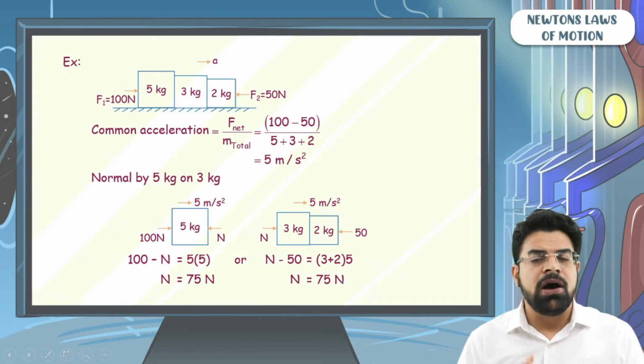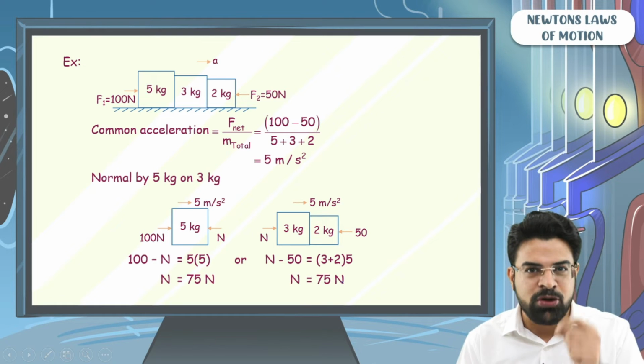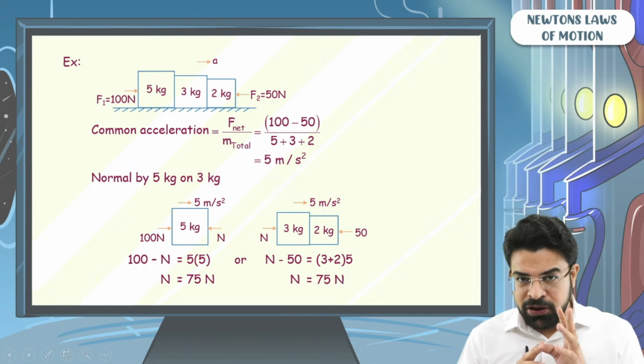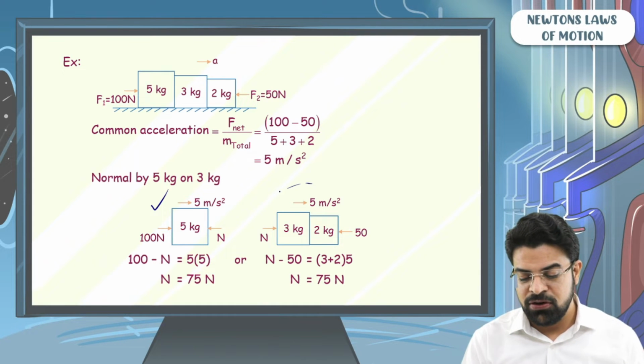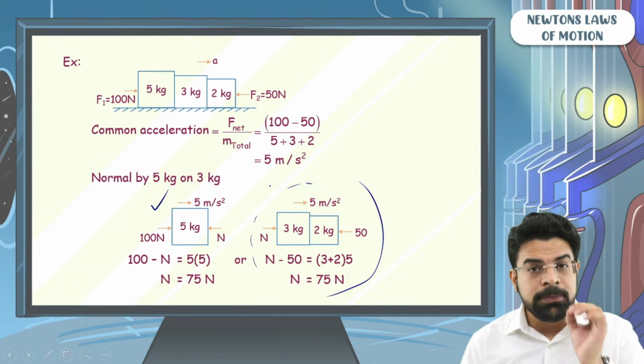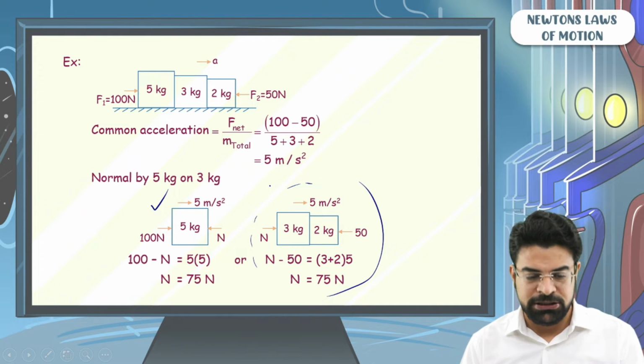I know that you are smart enough that you won't find the same normal reaction twice, right? I know even this, that you like looking at the forces on the 5 kg more than on the 3 kg 2 kg system. But both the things help at different places.